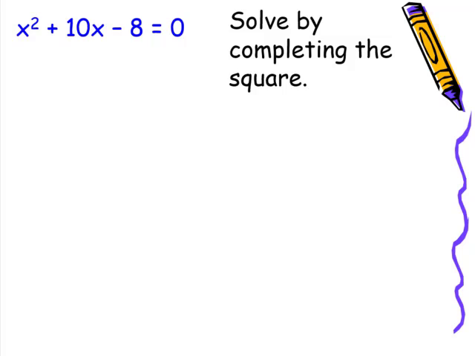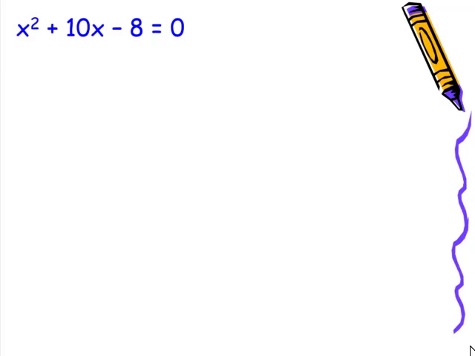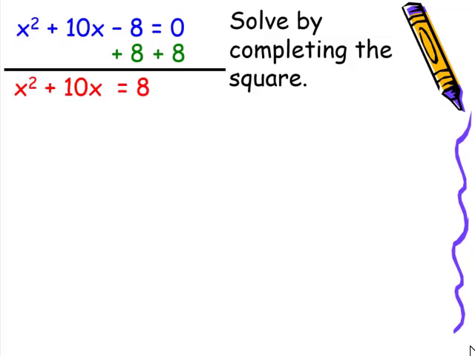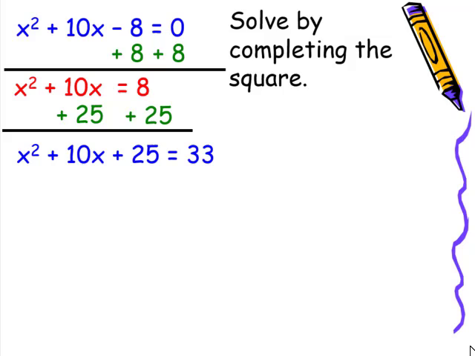So again, we'll eliminate the constant from the left-hand side by adding. In this particular case, when we have a constant, we won't be able to solve it using the zero product property in that manner. We will have to solve it by completing the square. We'll add 8 to both sides. That leaves me with x squared plus 10x is equal to 8. Then we'll take half of 10, which is 5, and square it, which is 25. So we'll add 25 to both sides. That will leave me with x squared plus 10x plus 25 is equal to 33.